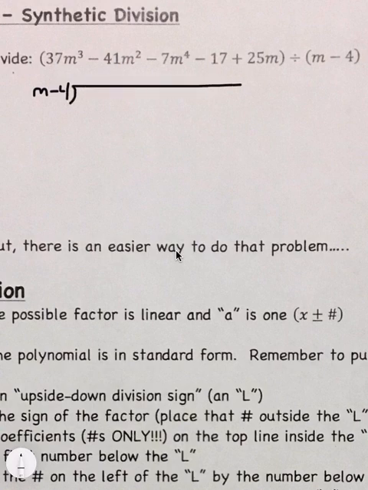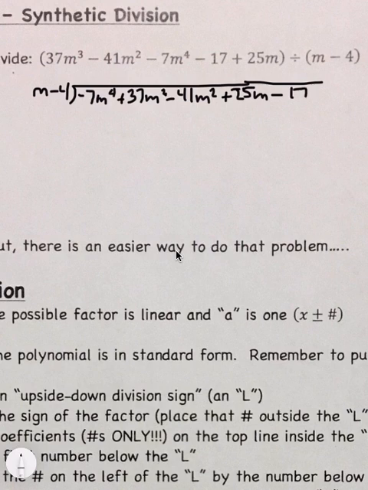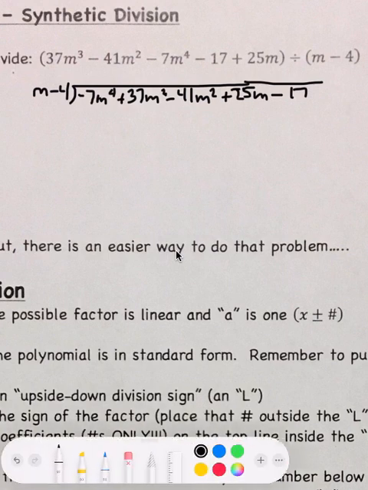Now remember, we have to be in standard form, so that means negative 7m to the fourth is first, plus 37m cubed is second, minus 41m squared is third, plus 25m is fourth, and then minus 17. So you can see there's no zeros that we need to fill in, but just be aware that you could at some point have to do that.